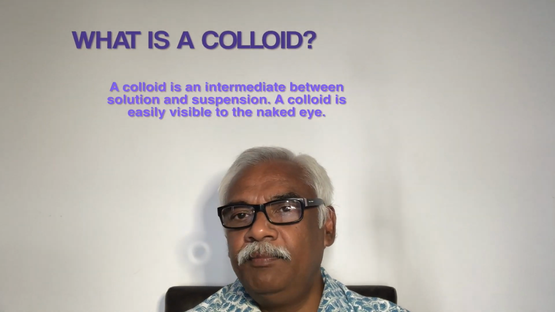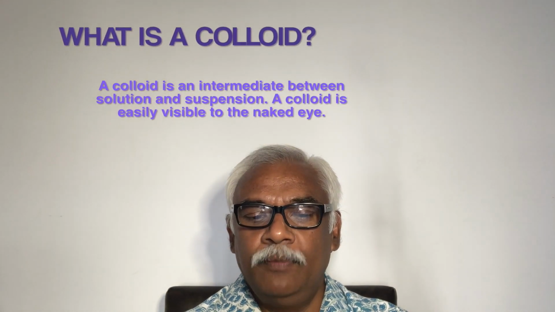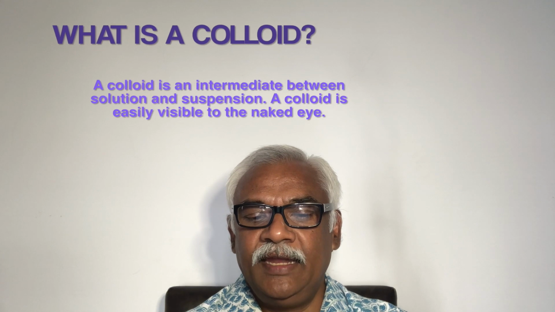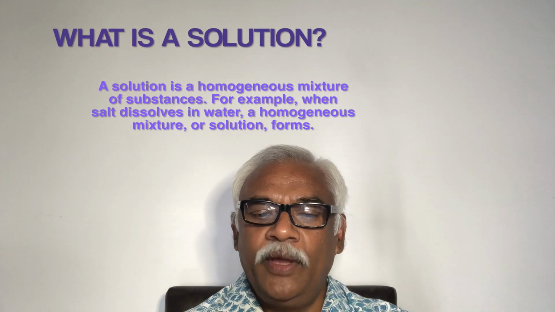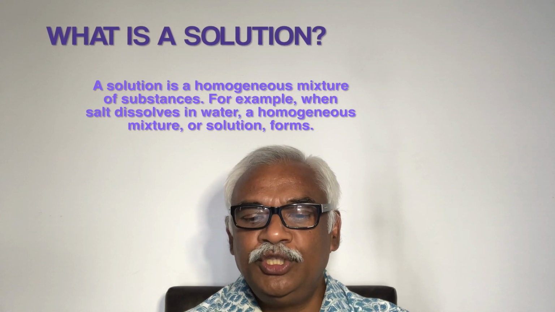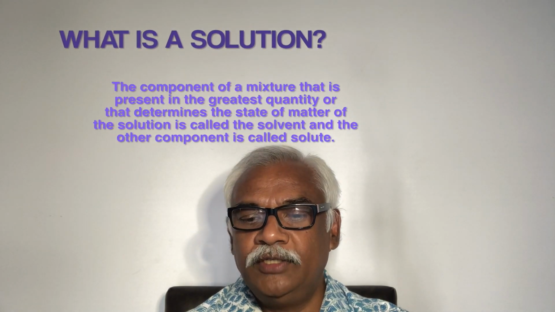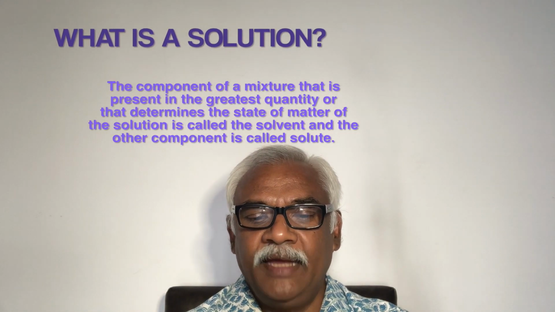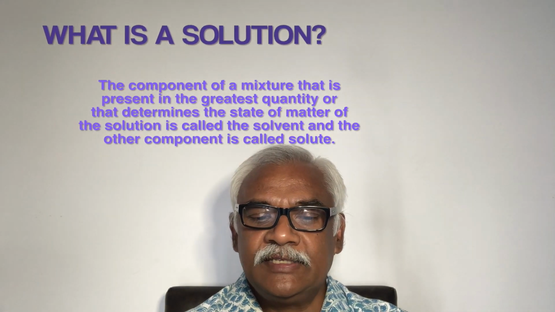A colloid. What is a colloid? A colloid is an intermediate between a solution and a suspension. A colloid is easily observed and visible to the naked eye. What is a solution? A solution is a homogeneous mixture of substances. For example, when salt is dissolved in water, a homogeneous mixture or solution is formed. The component of a mixture that is present in the greatest quantity or that determines the state of matter of the solution is called the solute, and the other part is called the solvent.